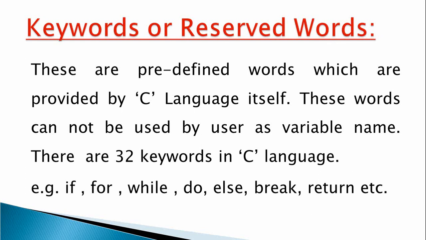Keywords or reserved words are predefined words which are provided by the C language itself. These words cannot be used by the user as a variable name. There are a total of 32 keywords in C language. For example, if, for, while, do, else, break, return, and so on. During this C course, we will be using all the 32 keywords from time to time.